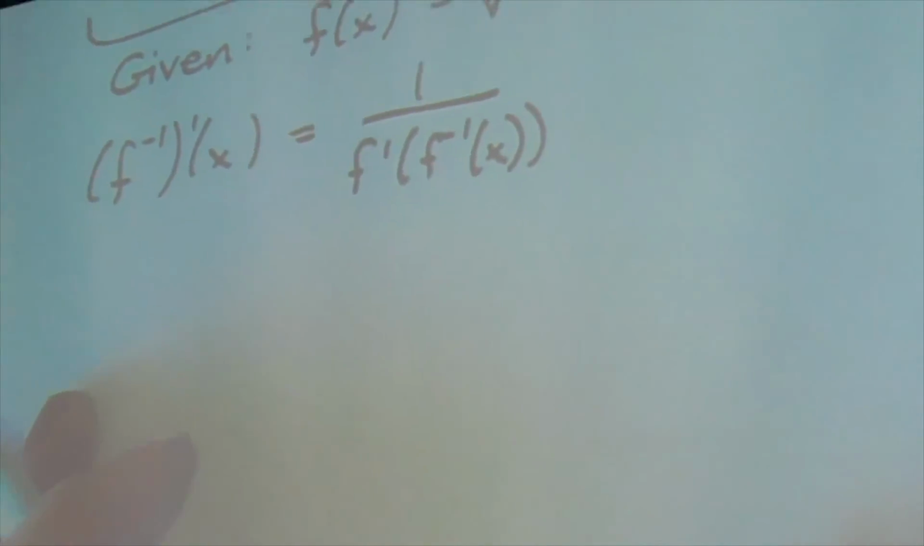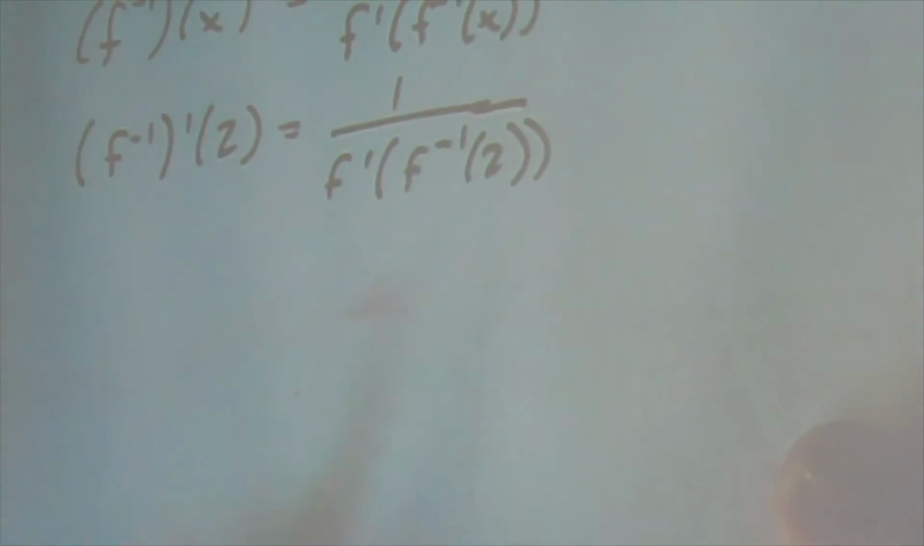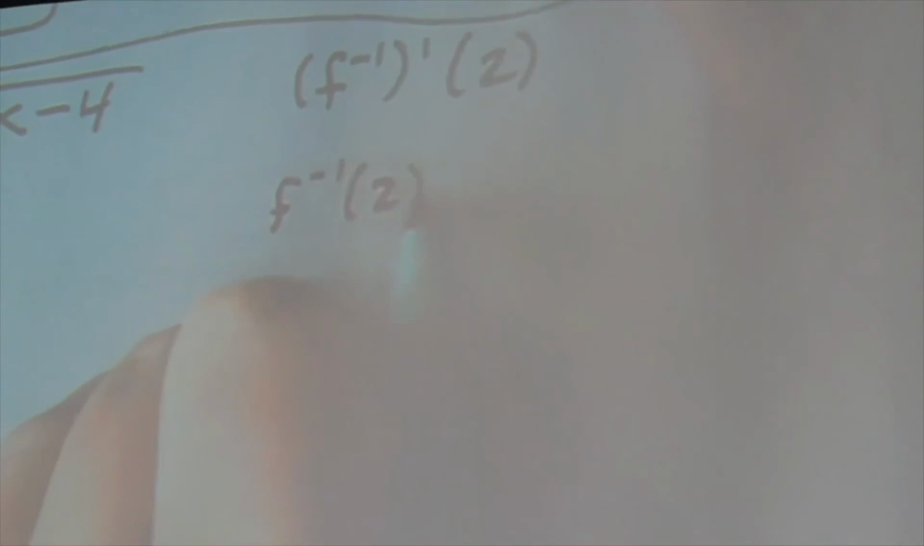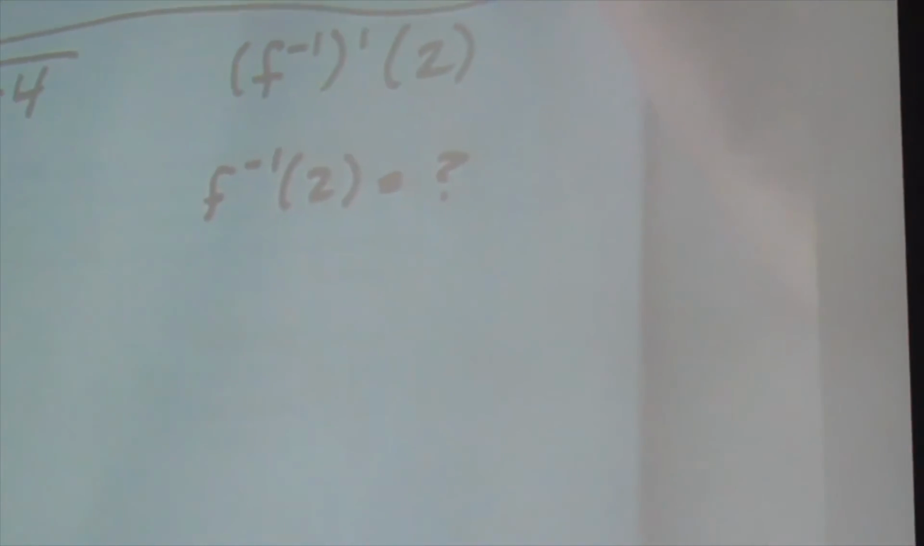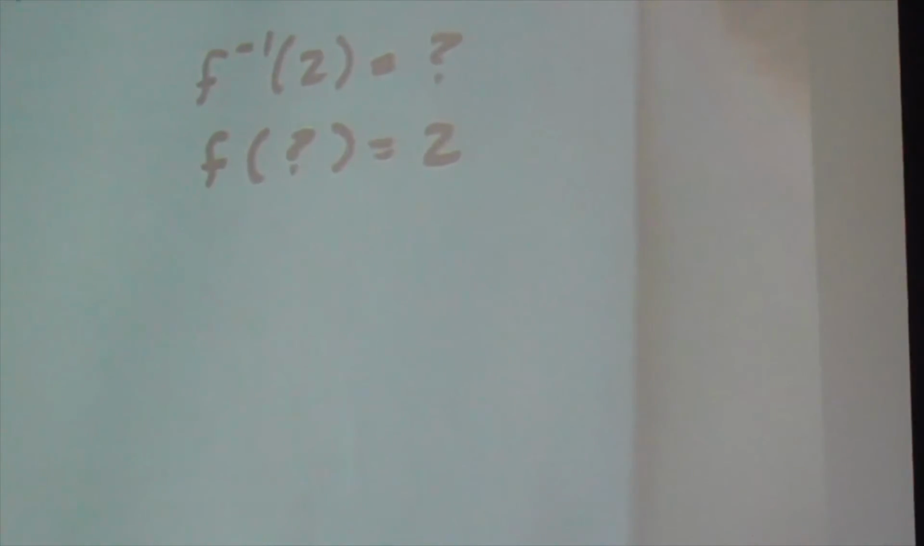I have it memorized. f prime of f inverse, right? So we're trying to find f inverse prime of 2, which is 1 over f prime of f inverse of 2. So we start on the inside. f inverse of 2 equals something, which means that f of something equals 2. You go through the same process every single time.